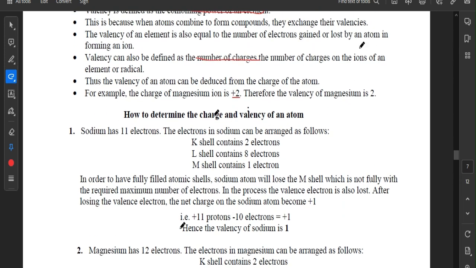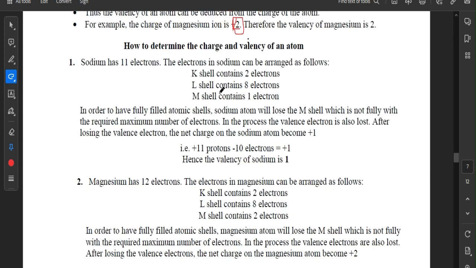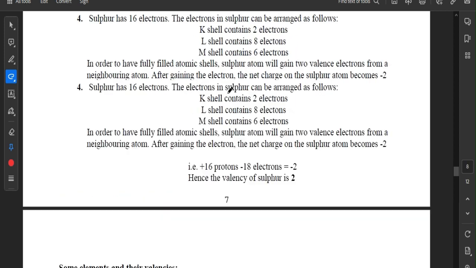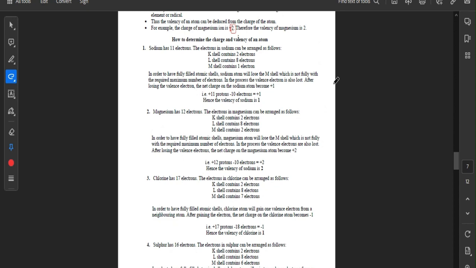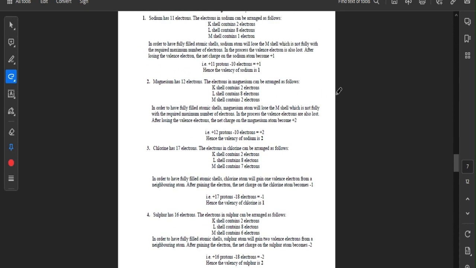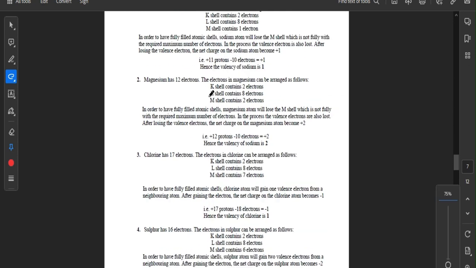So instead of going through all this, I'll give you a quick way to get the valency. Just look at the charge of the ion and then remove the sign. When you remove the sign, you get a number. That will be your valency. I think that should explain it, so we don't have to go through all this. But okay, let me let you take a screenshot if you want. Okay, let's move on.